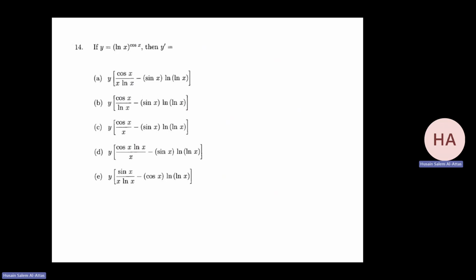Next, y equals (ln x) to the power cosine x. Be careful with the calculation. So take ln. What do you have? Ln y will be cosine x. Let me do it in steps: ln of (ln x) to the power cosine x. So that will be cosine x times ln of ln x. Now differentiate with respect to x.